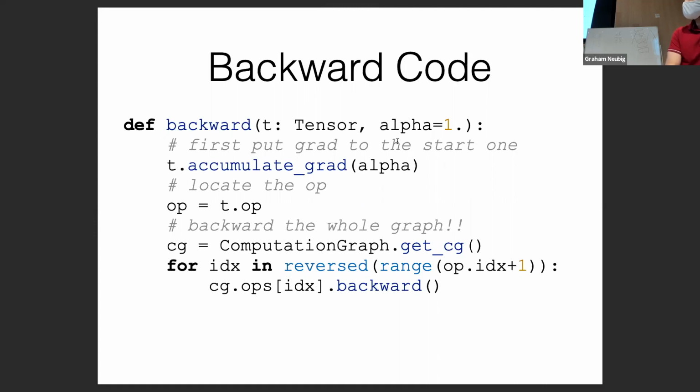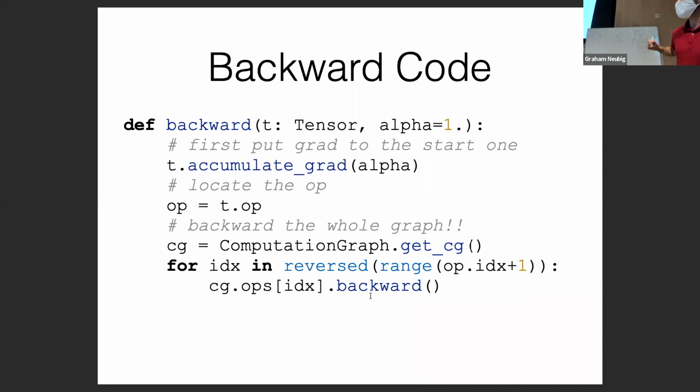So this is what the overall backward looks like. Basically we just step backward through the whole graph. We have the operation, and this alpha is setting the first gradient to 1. And then we step back from the operation that we're interested in and run the backward function over all of them.